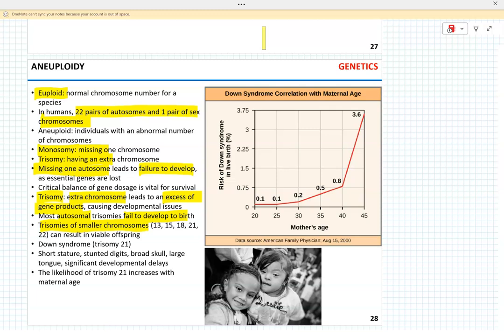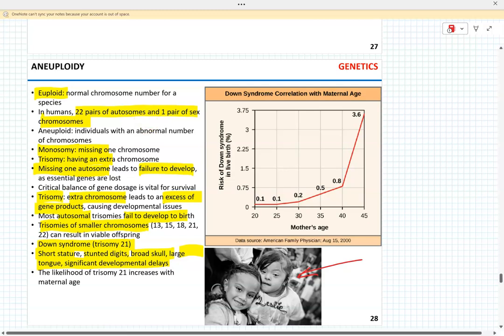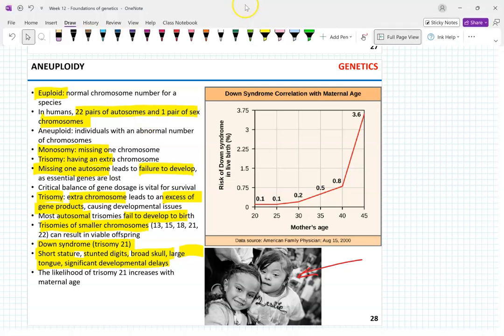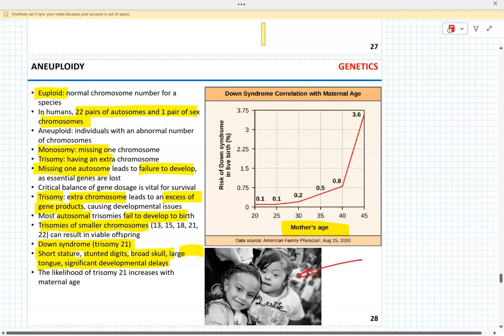The most famous of them is Down syndrome, or trisomy 21. This trisomy results in short stature, short digits, broad skull, large tongue, and significant cognitive development delays. You can see the photograph of a child with the Down syndrome right here. Now, it's worth mentioning that it's been shown that likelihood of trisomy 21 significantly increases with a maternal age almost exponentially.